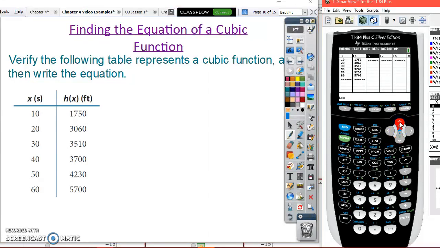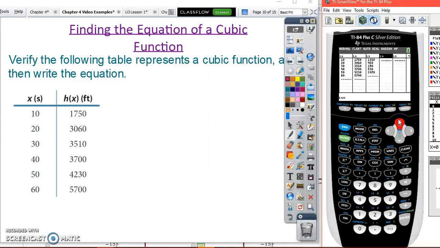So I'm going to have list 3 highlighted, hit Second Stat, go over to Operations. Number 7, delta list, will find the differences in my consecutive values, and I want to find the differences of list 2, so I'm going to hit second 2. Hit enter. There are my first set of differences.